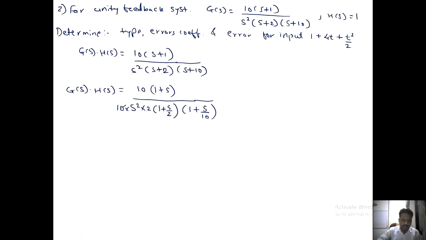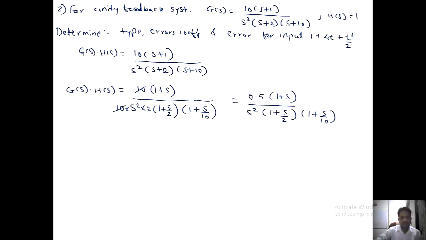So do the calculation here. 10 gets cancelled, 1 by 2 only, so we can write 0.5. So it is 0.5 (1 plus s) by s square into (1 plus s by 2, or you can write 1 plus 0.5s) and (1 plus s by 10, or you can write 1 plus 0.1s). Okay, so this is your standard form of g of s, h of s.